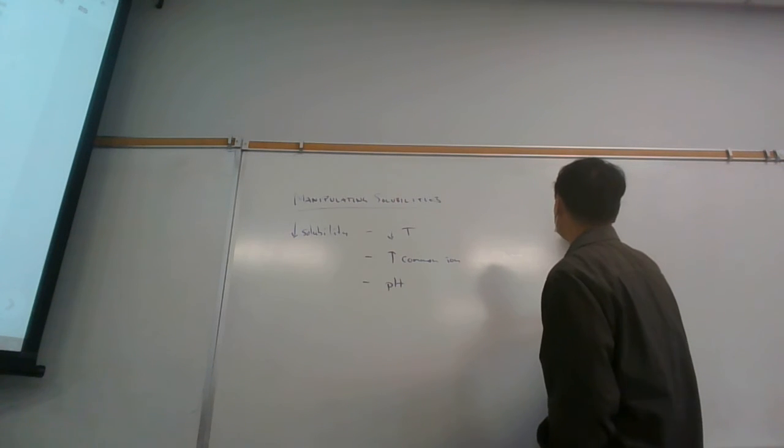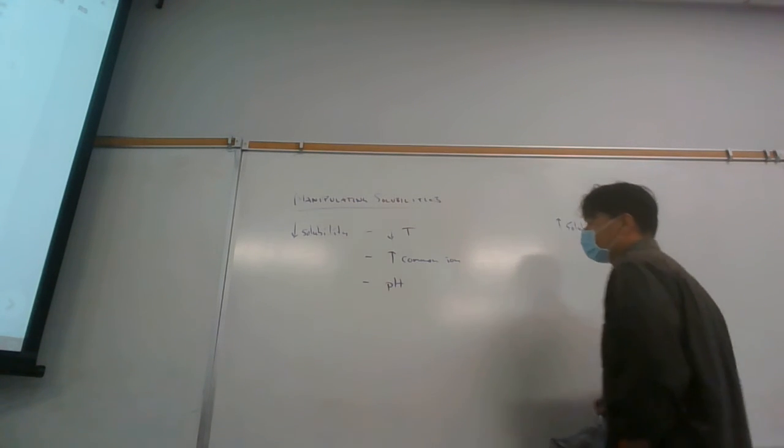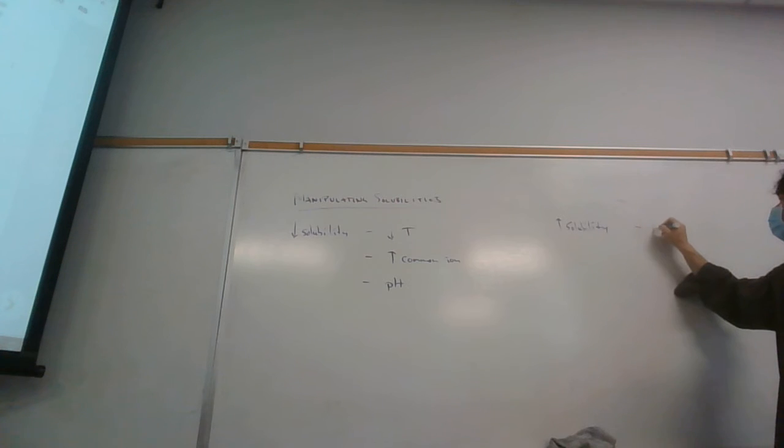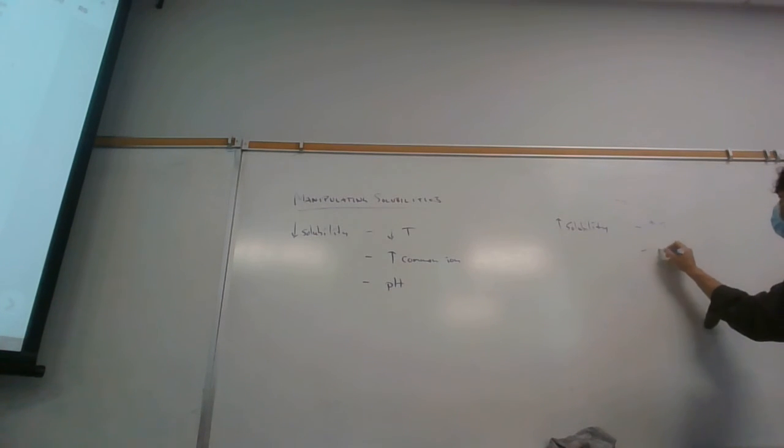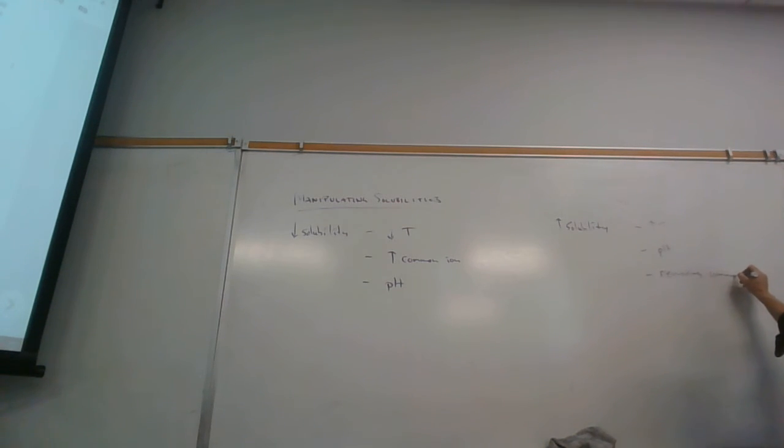How about if we want to increase the solubility? What are some common ways to increase the solubility? One common way is increasing temperature. You can get it to dissolve more. The other way is removing, well, we'll go to pH. And the other way is removing common ion. The way we can remove common ion is by either complexing it or some other reaction, to remove.